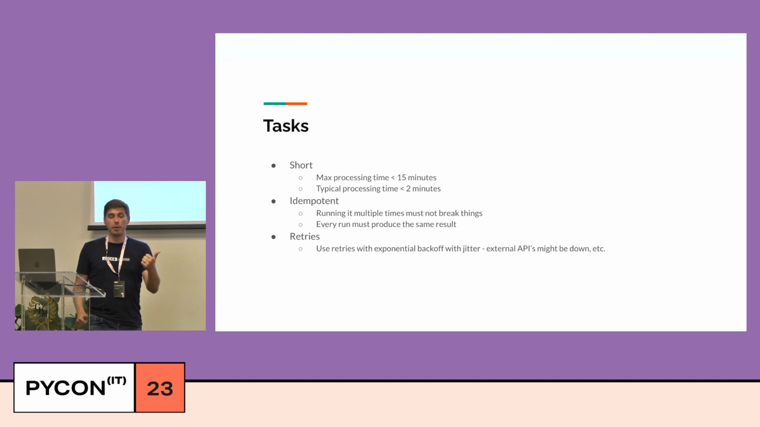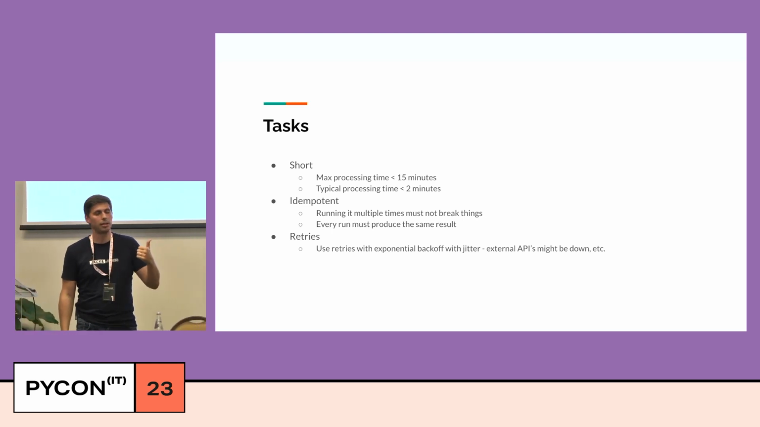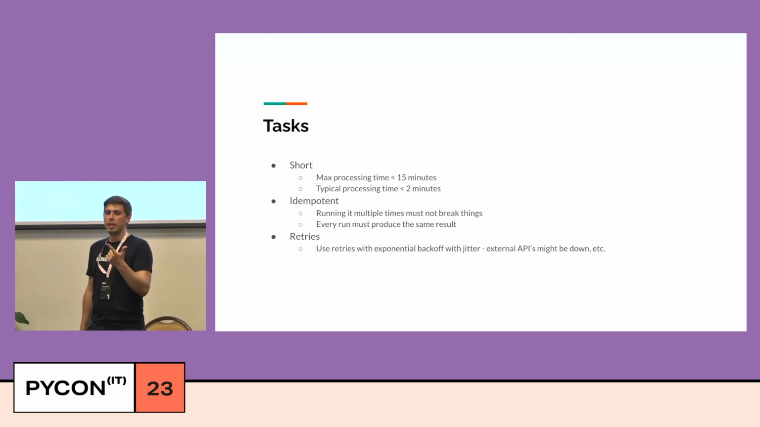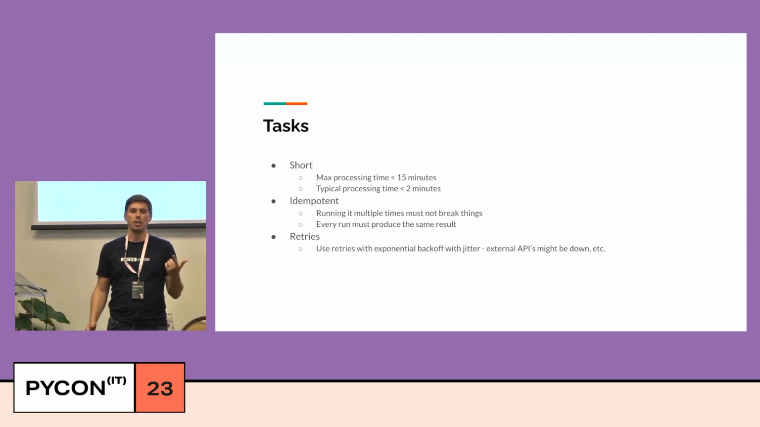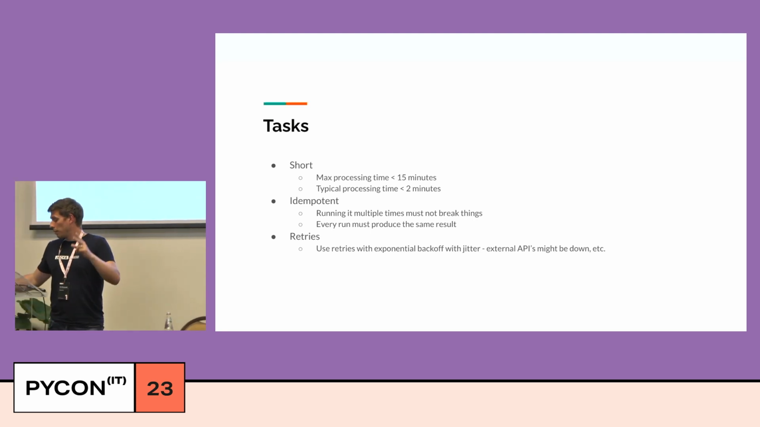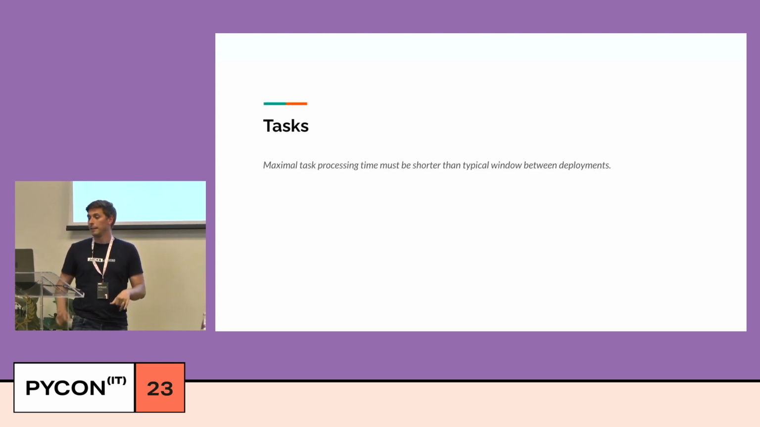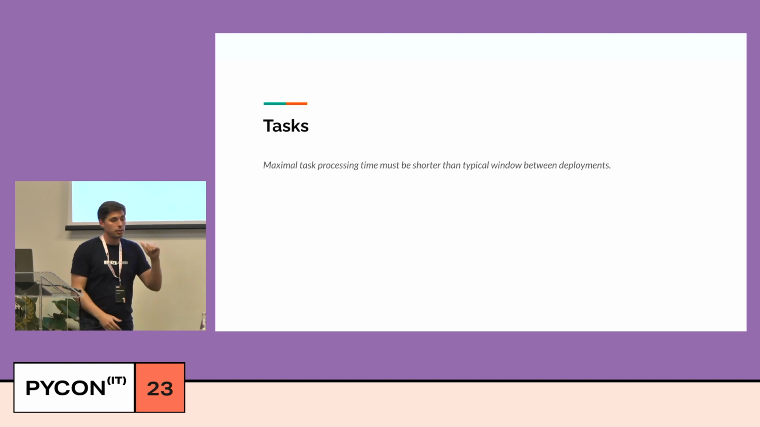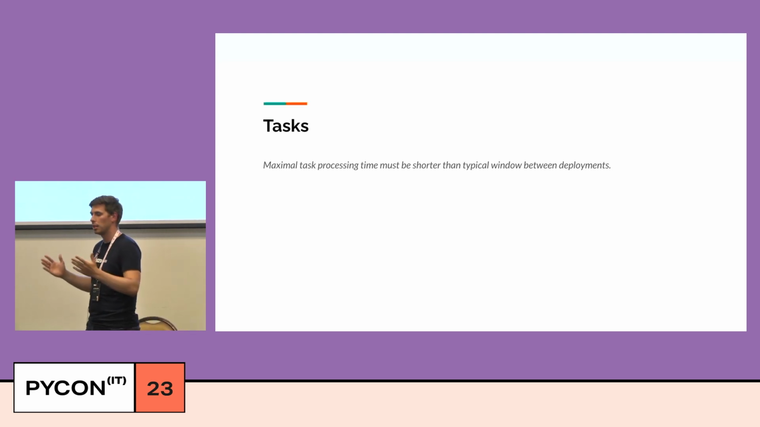So the idempotency can be pretty domain specific, so we won't talk much about it today anymore. Retries with Celery are fairly simple to configure. You can just refer to the official documentation. There are a couple of parameters that you need to change, and that's it. So we'll mostly focus on how to keep these tasks short. So let's start. What we want to achieve is to have the maximal processing time of our tasks shorter than the window between deployments. That's our goal.